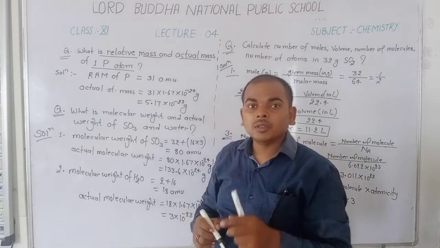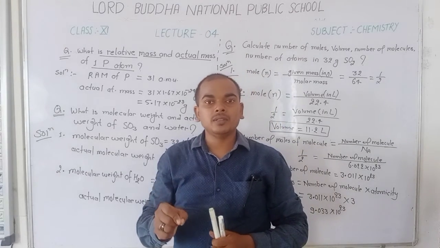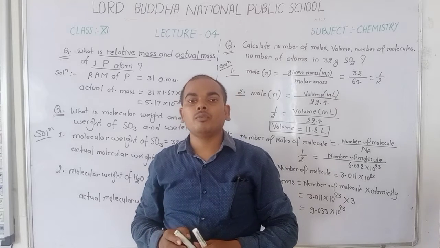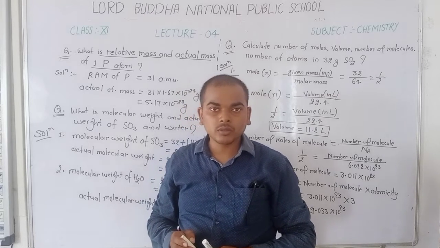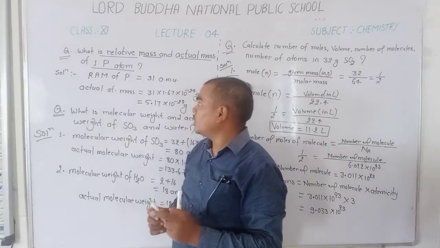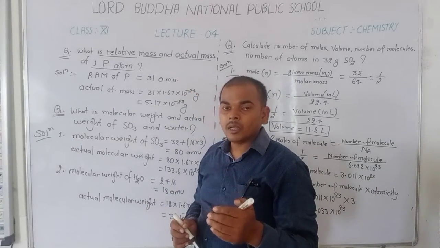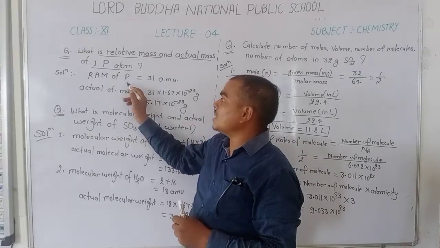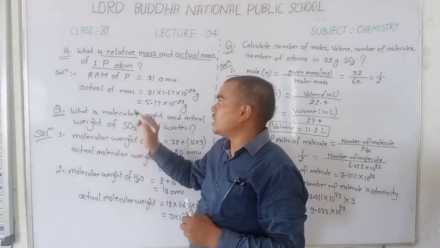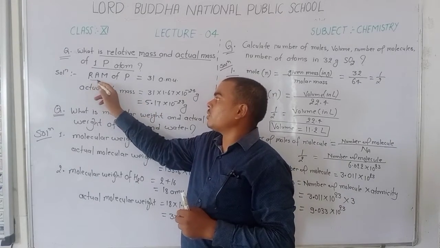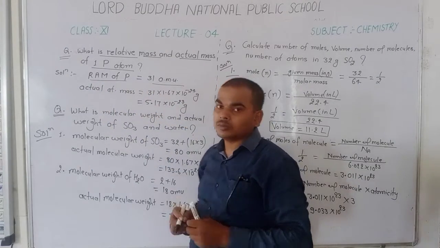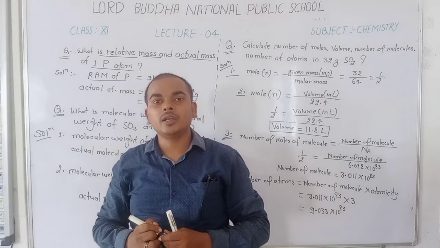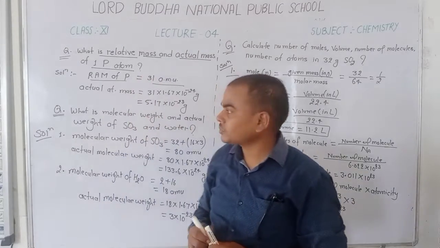You know that the relative atomic mass is the mass of the total number of protons and neutrons, and you already understand that the relative mass of phosphorus is 31 AMU.